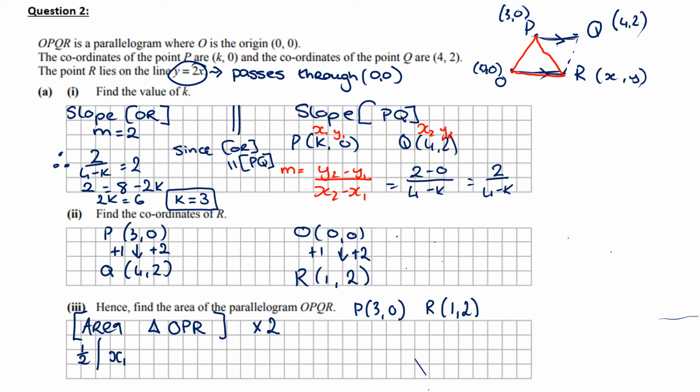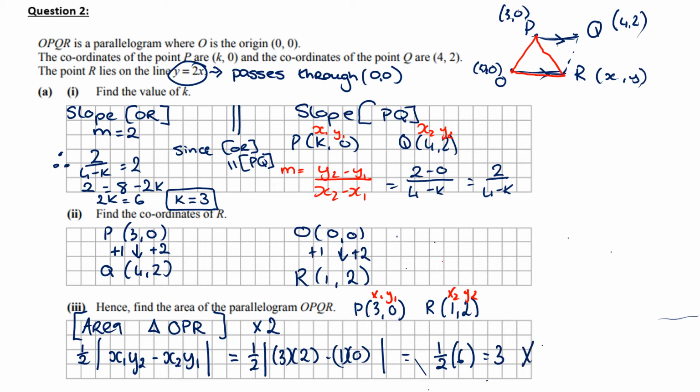So half of x1, y2, x2, y1. So that's a half. X1, y1, x2, y2. Half of 3 times 2 minus 1 times 0, half 6, which is 3, but then multiplying it by 2 gives me 6 units squared. Okay, so that's my area here of OPR.